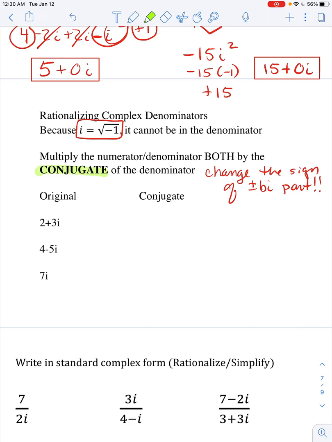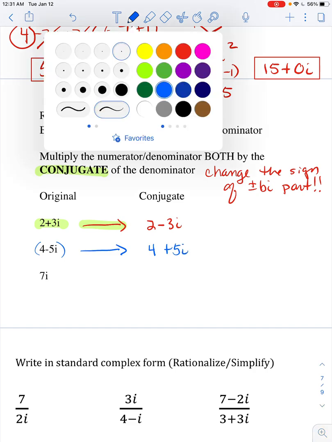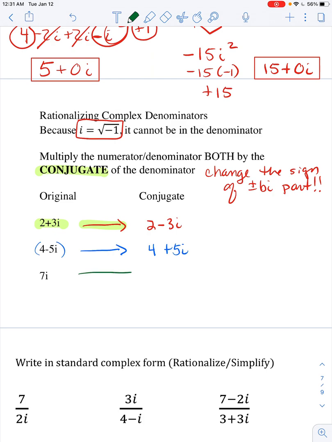So if my original is 2 plus 3i, the conjugate will be 2 minus 3i. If my original is 4 minus 5i, the conjugate will be 4 plus 5i. And lastly, if I have a 7i, keep in mind that since conjugate changes the sign of the i, this will become a negative 7i as my conjugate.